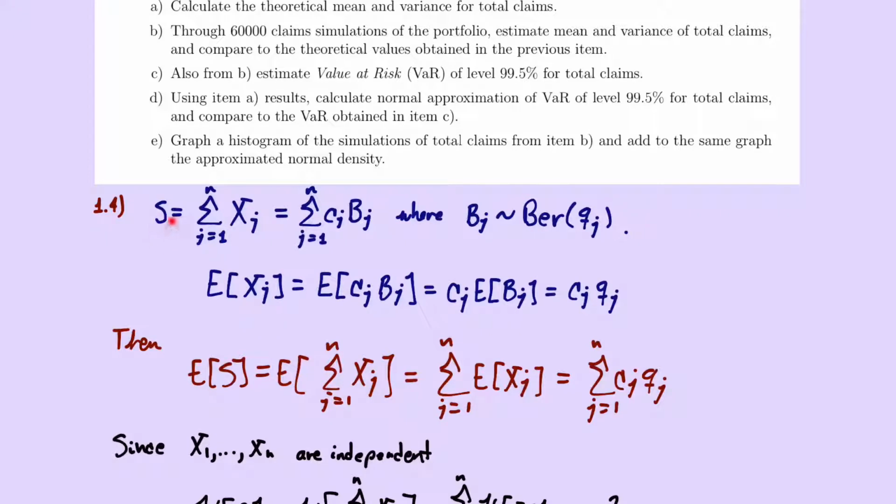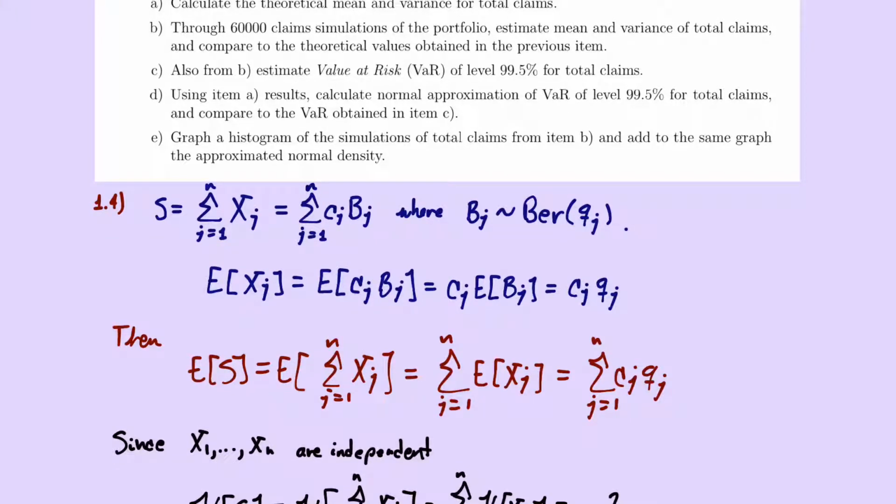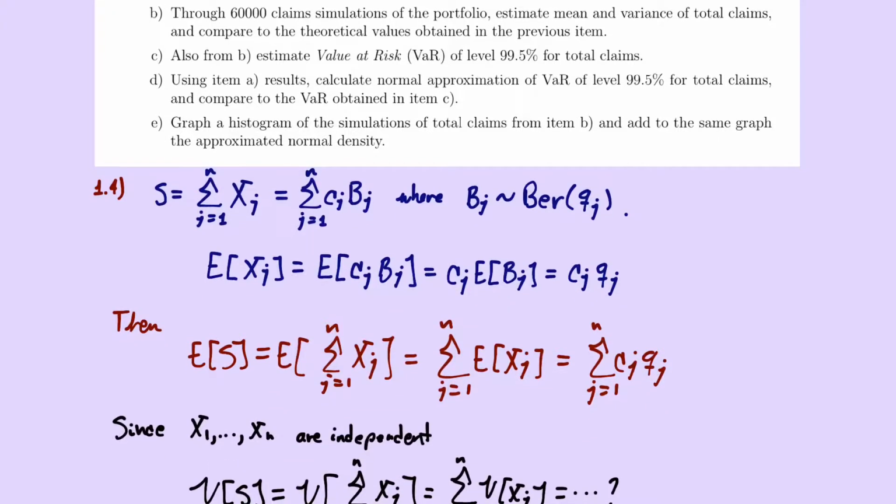And calculating the expectation value of S using this is very, very easy, because the sum of the expectation values is the expectation value of the sum, and then we can just calculate the expectation value of one of the Xj random variables, and this would be the expectation value of Cj times Bj, and since Cj is a constant, we can take it out of the expectation value, and then we will just have Cj times the expectation value of the Bj random variable, that is a Bernoulli. So a Bernoulli random variable has the property that its expectation value is the parameter of that distribution, that in this case is Qj. So then the expectation value of Xj will be just Cj times Qj. I think that is very easy to see.